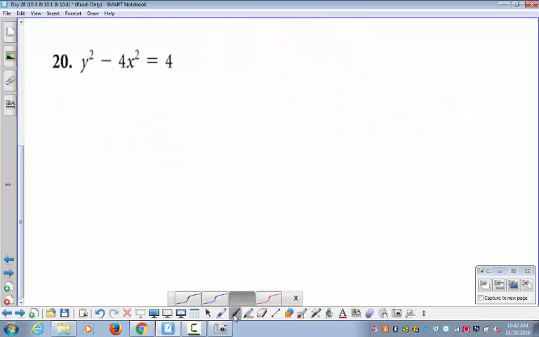So this one is not in standard form yet. We have to divide both sides by 4. I'm going to just put a 1 under the x's just for clarity. Okay, so now it's in standard form. So you guys go ahead and try to graph it.